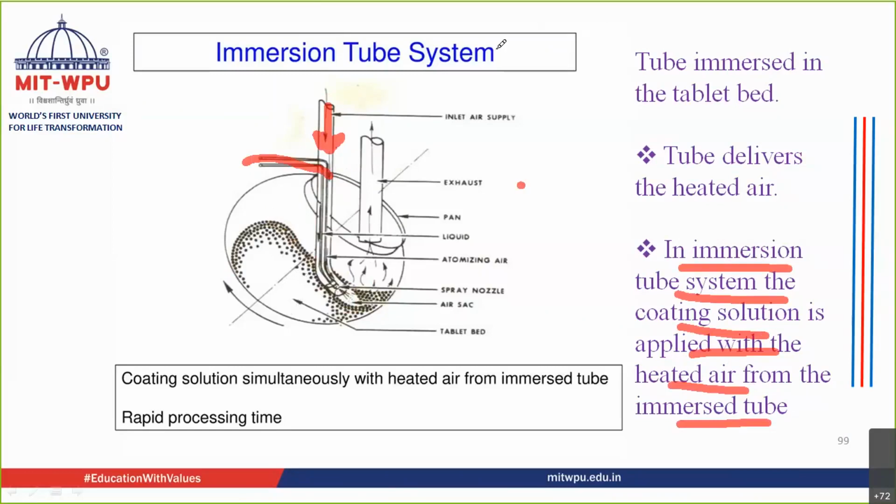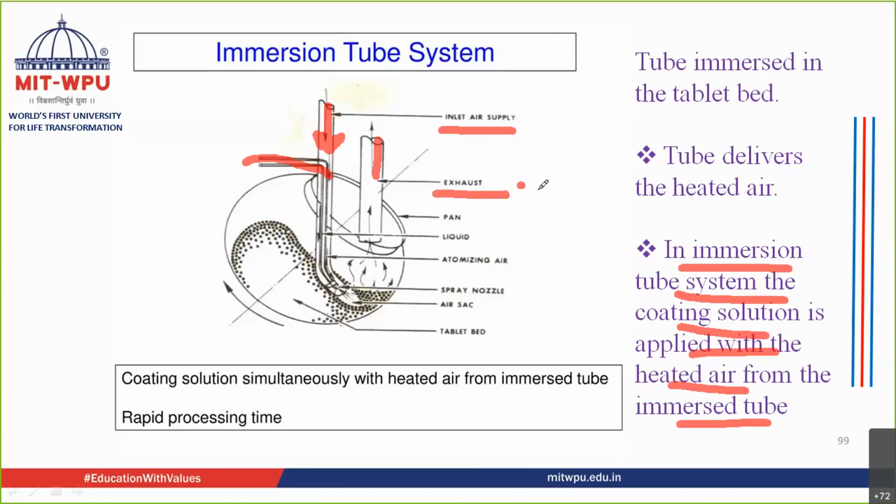Once again, just to tell you the parts: you have an inlet of air supply from here. You have an exhaust from where the solvent is getting removed. This is the pan. From here the liquid is applied, and here you have the atomized air, so the liquid is applied in the form of fine particles. This is the spray nozzle, and then the tablet bed, and the tablets are getting dried. This is the modification in your standard coating pan. It is known as the immersion tube system.